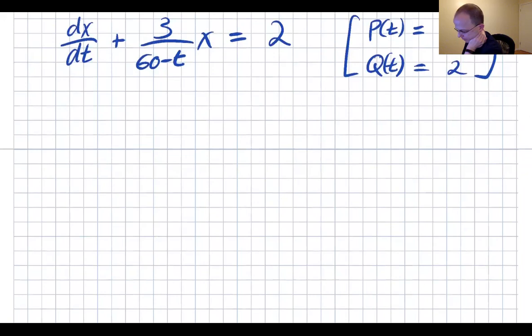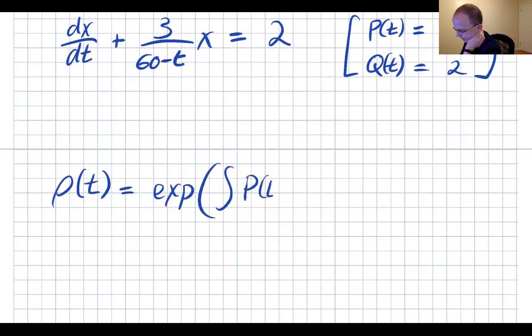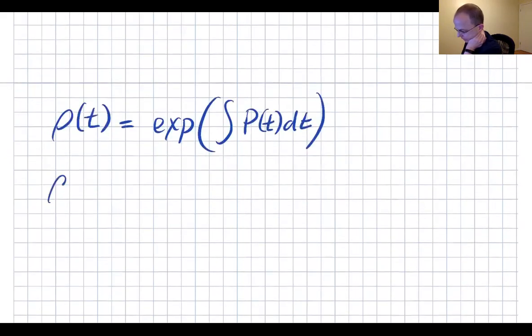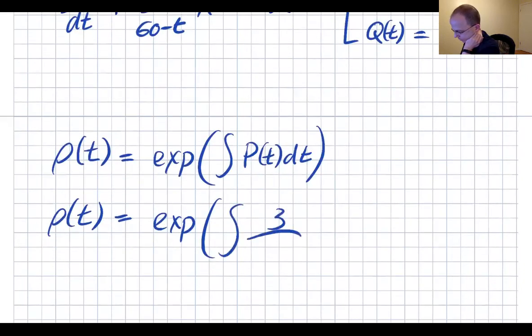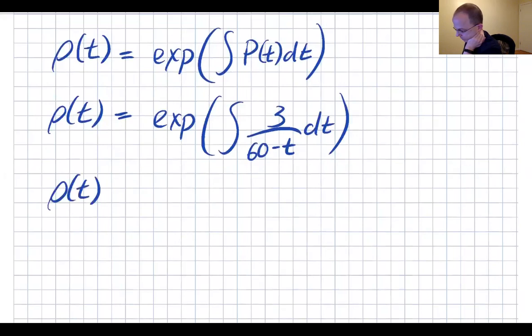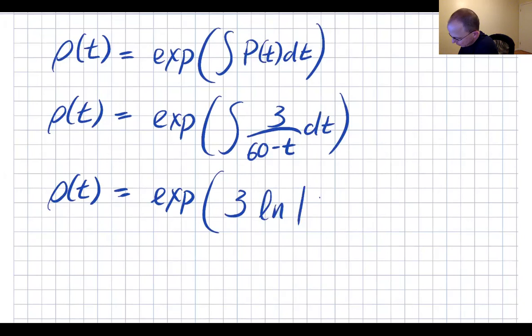So let's compute our integrating factor. This is the exponential of the integral of p of t dt. So exponential of the integral of 3 over 60 minus t dt. All right, let's see. So this is going to be like 3 times some kind of logarithm of the absolute value of 60 minus t. But if I take the derivative of that, because of the chain rule, I would have to multiply it by -1. So in order to fix that, I'm going to put a minus sign right here. And if I check, if I take the derivative of that, I do get the correct thing right here.